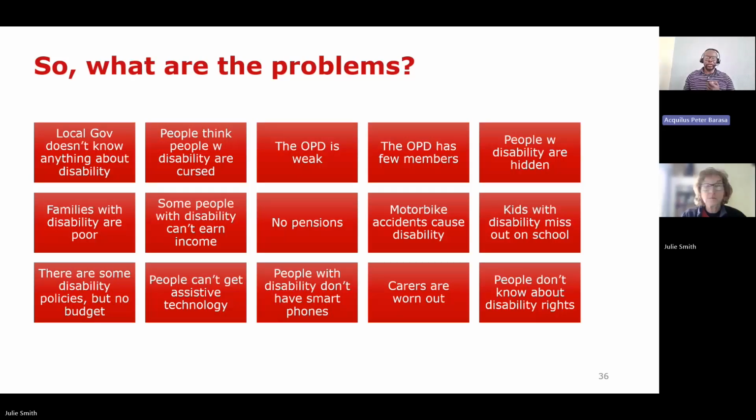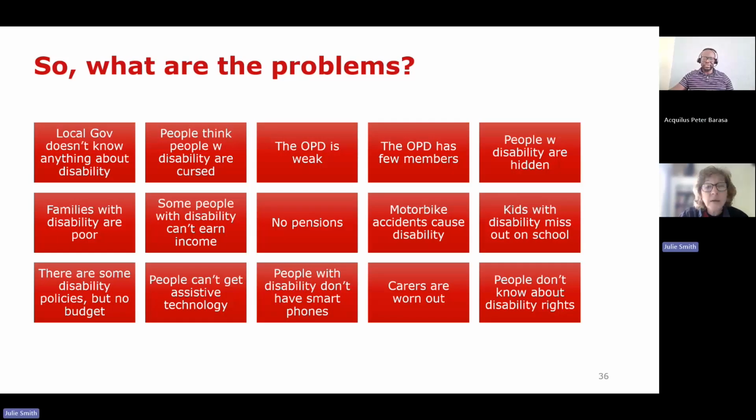And this is what we are hearing. So let's read them out. Well, I'll take the first row and then you can do the second row. So the problems that we've heard are: local government doesn't know anything about disability. People think that people with disability are cursed. The OPD is weak and doesn't have many members. People with disability are hidden. Families with disability are poor. Some people with disability can't earn income, no pensions. Motorbike accidents cause disability. Kids with disability miss out on school.